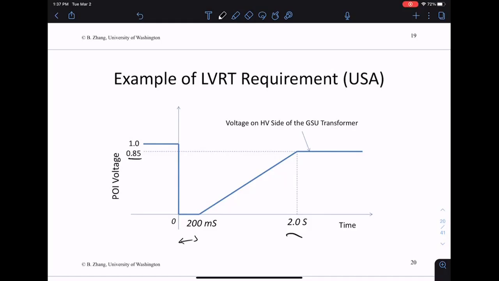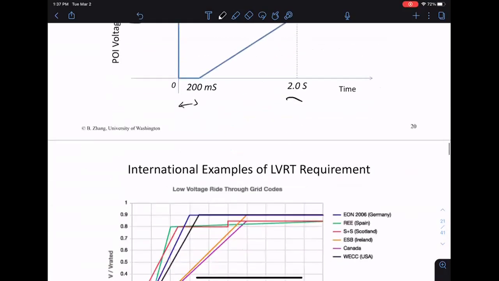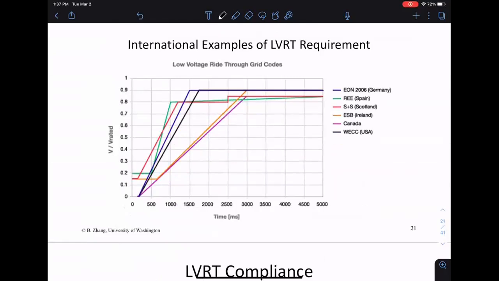Different places have different requirements. Basically, all kinds of different places have their own requirements. This gets changed from time to time, but they all have shapes that look like this. So if you design a turbine, when you simulate the turbine, you have to design the turbine subject to the requirement of the particular system you install. Some may be more stringent than others, but you have to make sure you follow this requirement.